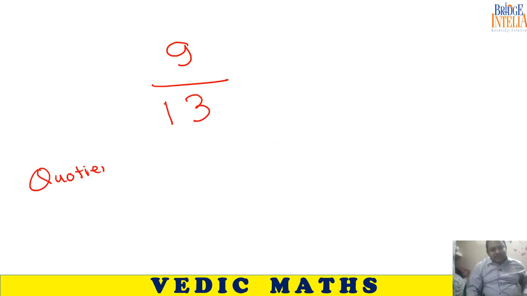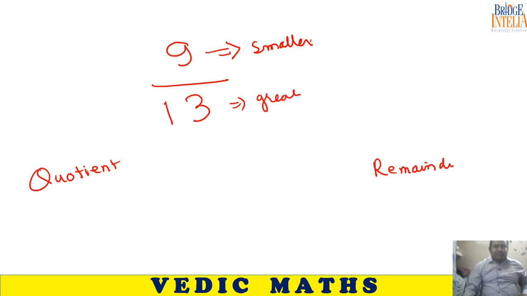If we are trying to divide 9 by, let's say, 13, what will be the quotient? What will be the remainder? If we are dividing a smaller number, 9, by a bigger number, 13, a smaller number can never be divided completely by a bigger number. So not a single time does division take place.